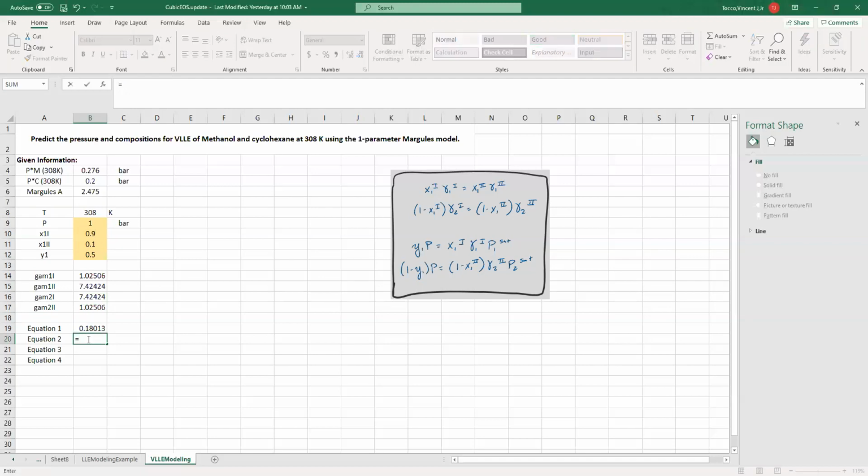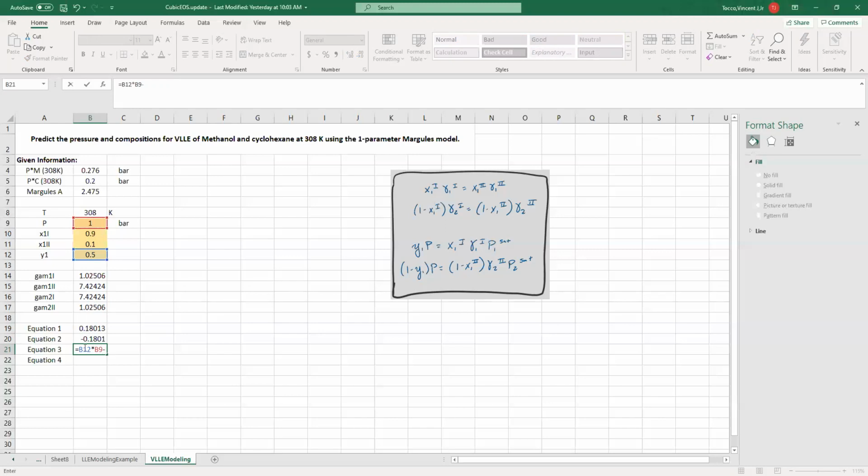So equation 2 is 1 minus x1, and I wrote it like that because this is x2 from phase 1, so it's easy just to import into Excel, times gamma 2 from phase 1, minus 1 minus x1 2 times gamma 2 from phase 2. All right, perfect. Moving along, equation 3 is equal to y times P. And my P is in bar and my vapor pressures are in bar, so that means my units are going to be dimensionally consistent, which is good.